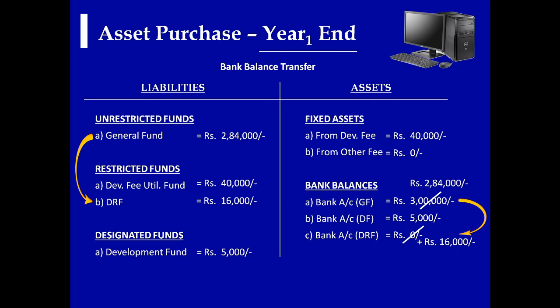What effectively we have done here is that we have restricted 16,000 rupees from the general fund bank account, and we have put it separately in the DRF bank account, and this amount we have put for the future contingencies. So this is how my final balance sheet looks like at the end of the year.